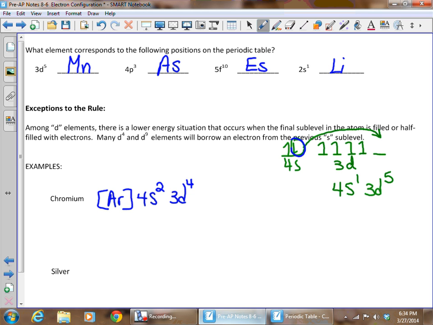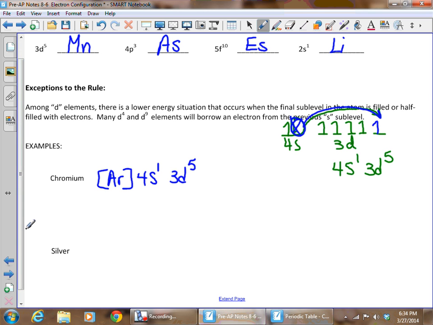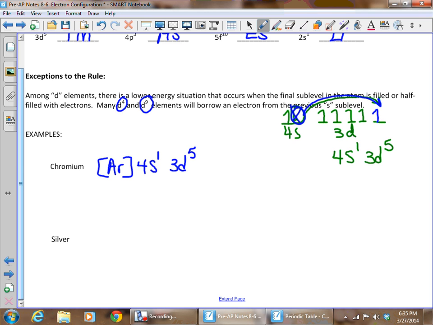So again, this one gets popped up, it moves out of this position and into this position, and we're going to change this then to read 4s1, 3d5. Again, this happens on d4s and d9s. When you see or write down a d4 or a d9 in your electron configuration, bells should start going off in your head, and you should be thinking, no, it's not going to do that, it's going to borrow one.